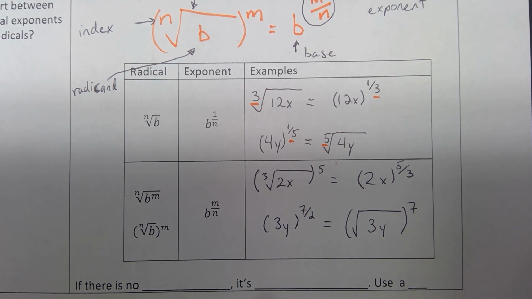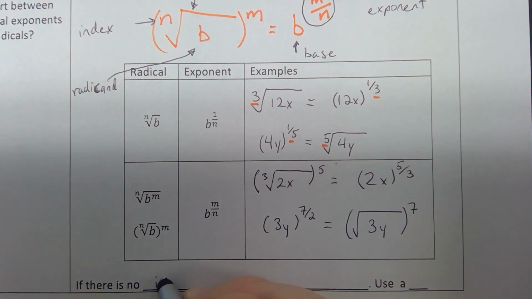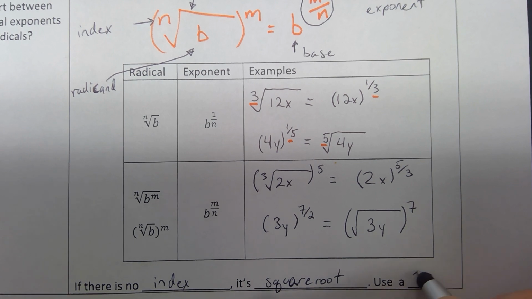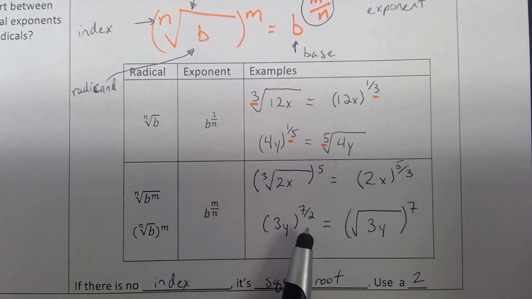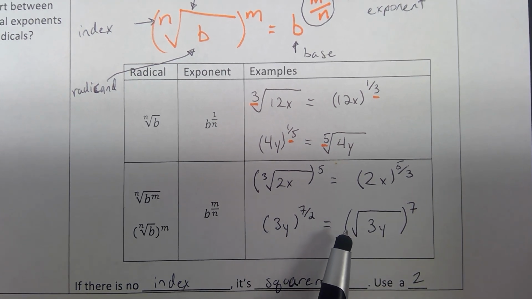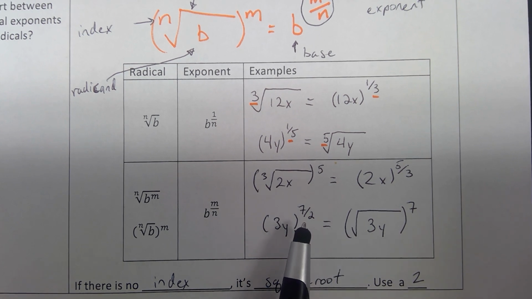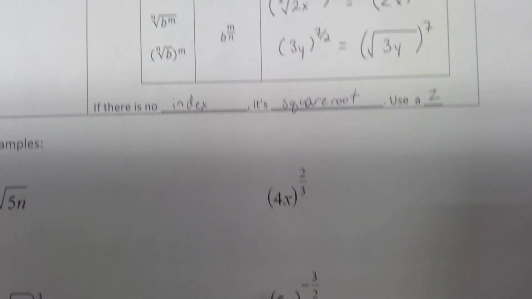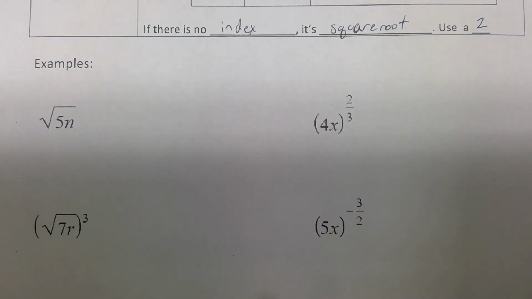Okay, and that comes to our little summary sentence down here. So if there is no index, it's square root. So we want to use a 2. Okay, so we were given a 2 here, so we don't write the 2 for the index. If we didn't have the 2 for the index, we would write the 2 out here. Okay, that's one of the biggest mistakes I see. That and not using parentheses. Okay, so let's do a couple examples here.